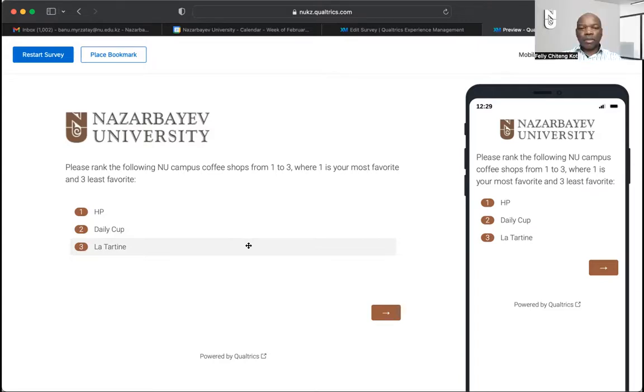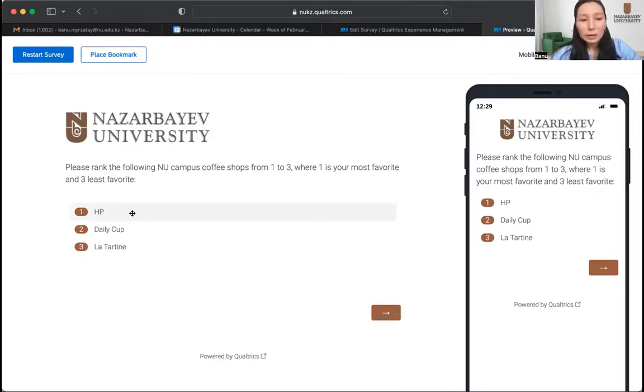Anything else that you can spot? Okay, let me comment on one thing. This is a ranking question. As I mentioned in the presentation, you need to be careful with ranking questions because they might be confusing. However, in this question, there are only 3 items. So answering these questions with only 3 items might be okay for the respondent.